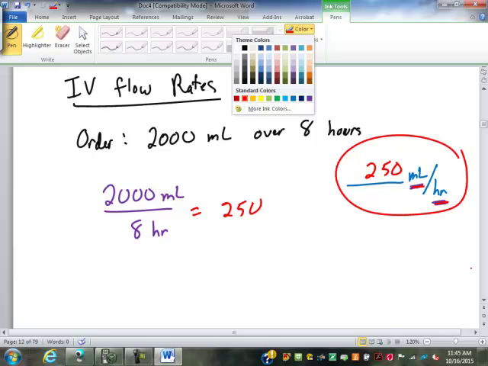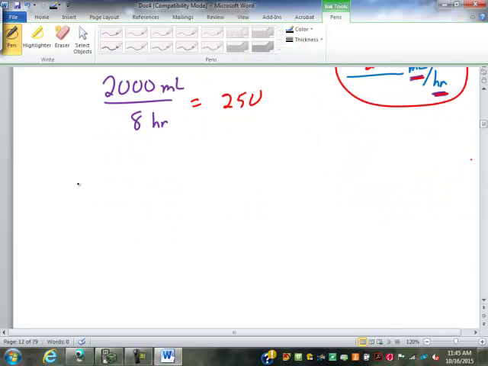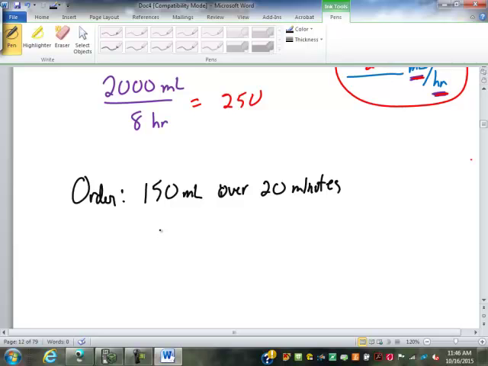Now what might be a little trickier would be if the order is 150 milliliters over 20 minutes. Again, we want this in milliliters per hour. So we do have the 150 milliliters over 20 minutes. This time there is a conversion involved because we don't want it in milliliters per minute. We want it in milliliters per hour.